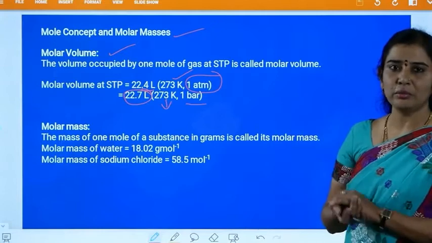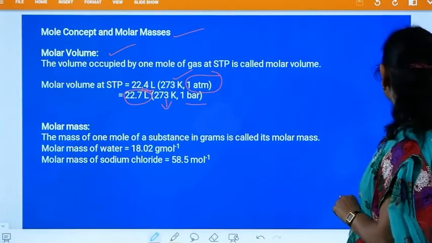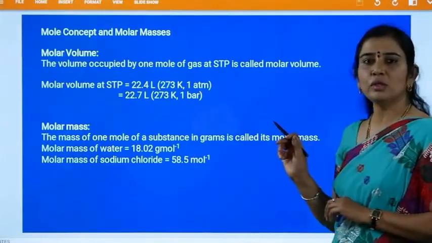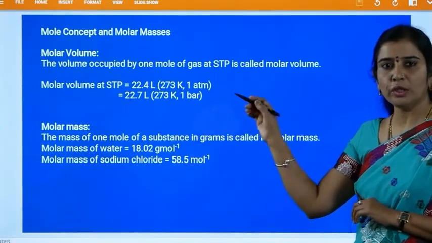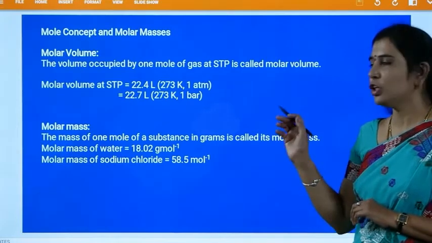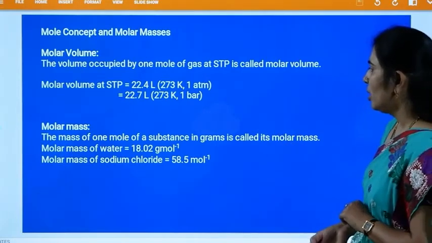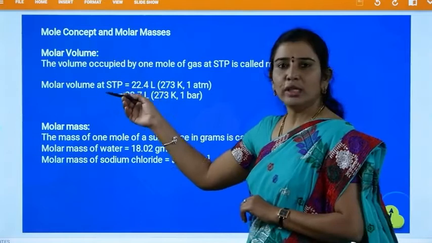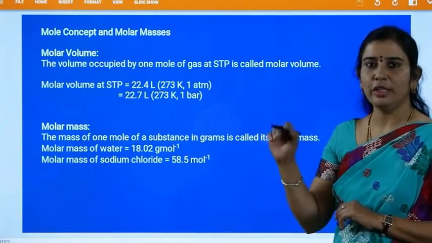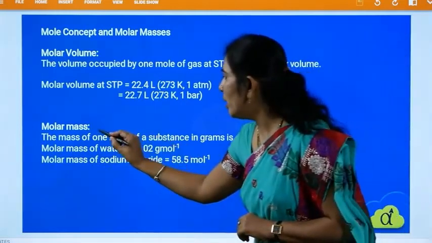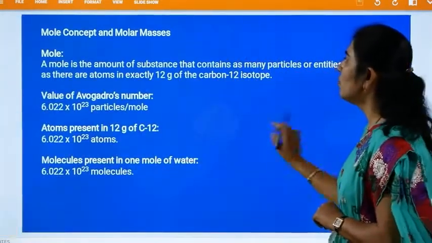Okay? These are the standards I am telling. I hope you understood. So 6.022 × 10^23 with respect to solids, and 22.4 or 22.7 with respect to gaseous material. Now, after the mole concept for solid, liquid and gaseous, I am taking molar mass.